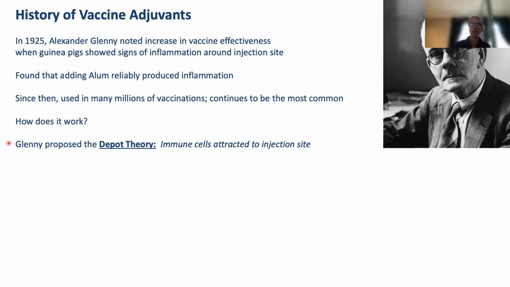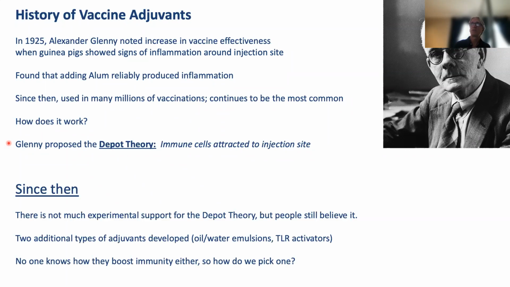He didn't know what we know now about the density of cells in the lymph node, that New York City comparison that I showed you earlier. But the depot theory is the dogma, and there's not much experimental support for it, but 100 years later, people still believe it. There are immunologists that swear by it.